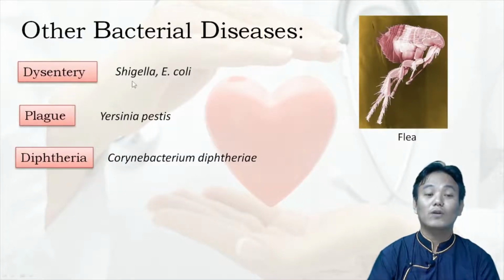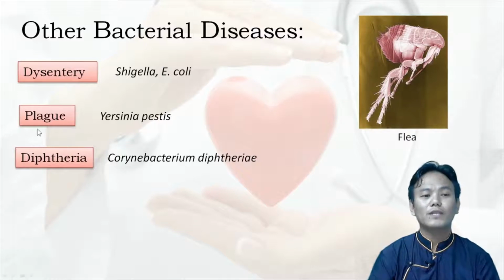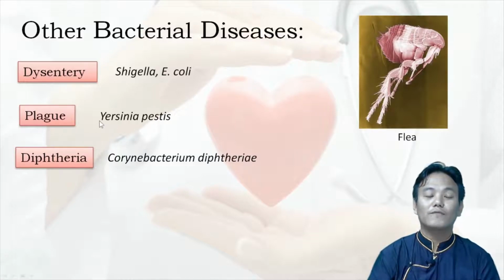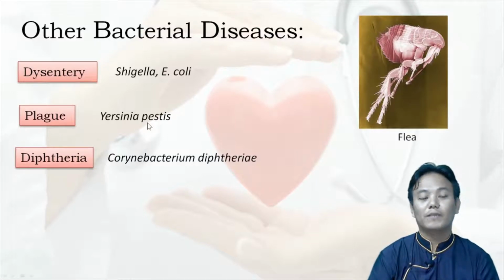Dysentery is caused by two bacteria, Shigella and E. coli, and there may be many more bacteria which can cause dysentery as well. And then we have plague, bubonic plague, you might have heard about that. Plague is caused by a very peculiarly named bacteria called Yersinia pestis.